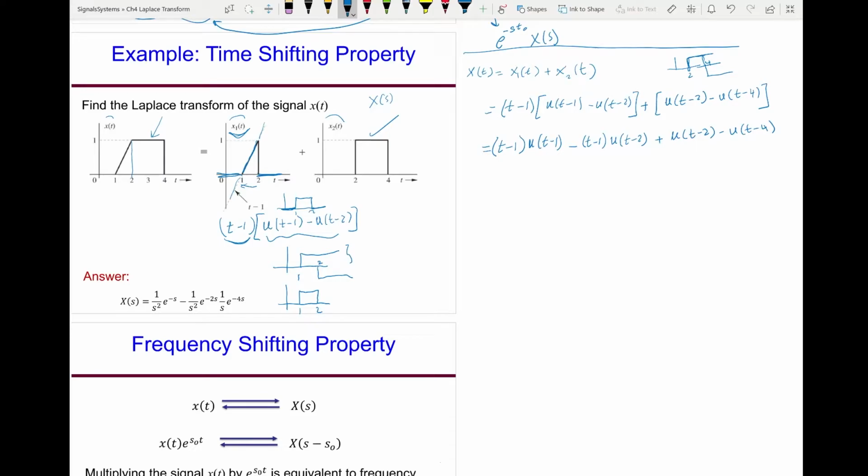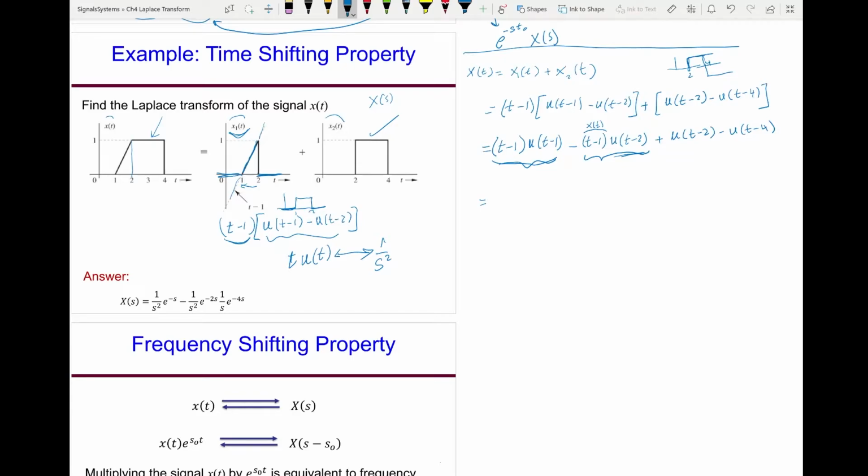Now I can use the table to find the Laplace transform of this one, which we have in the table, the Laplace transform of t u of t, 1 over s squared. Then we can use the time shift property, and the Laplace transform of this one can be found. But we have a problem here. If I think of this as x of t, it's shifted by 1 unit, but this unit step shifted by 2 units. And in the time shifting property, both the signal and the unit step have to be shifted by the same amount to use the time shifting property.